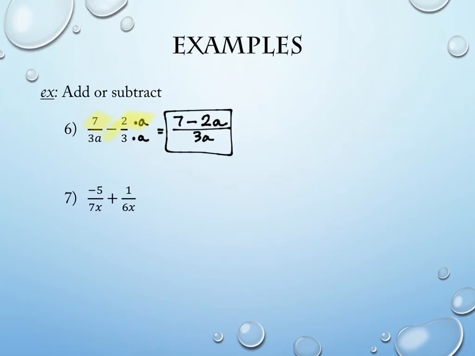So the first denominator does not have a 6 in it, so I'm going to include it. And if I do it to the denominator, I have to do it to the numerator. The second denominator does not have a 7 in it, so I have to multiply that denominator by 7. But that means I also have to do that to the numerator. Okay, so far so good. This is exactly what we did with numbers when we talked about adding and subtracting fractions. Exactly the same.